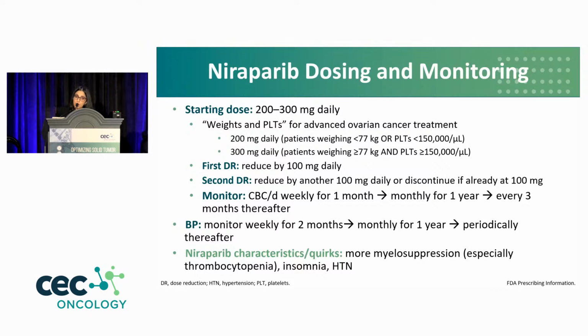Now, moving on to talk about those specific nuances for each agent. So we have niraparib, as I mentioned, the dose needs to be adjusted based on patient's weight and baseline platelet numbers as well. The monitoring, as I alluded to, we do the CBC, CMP, as well as blood pressure. For specific characteristics of niraparib, as I mentioned, it's associated with a lot of hematological toxicity, specifically thrombocytopenia, and hypertension.